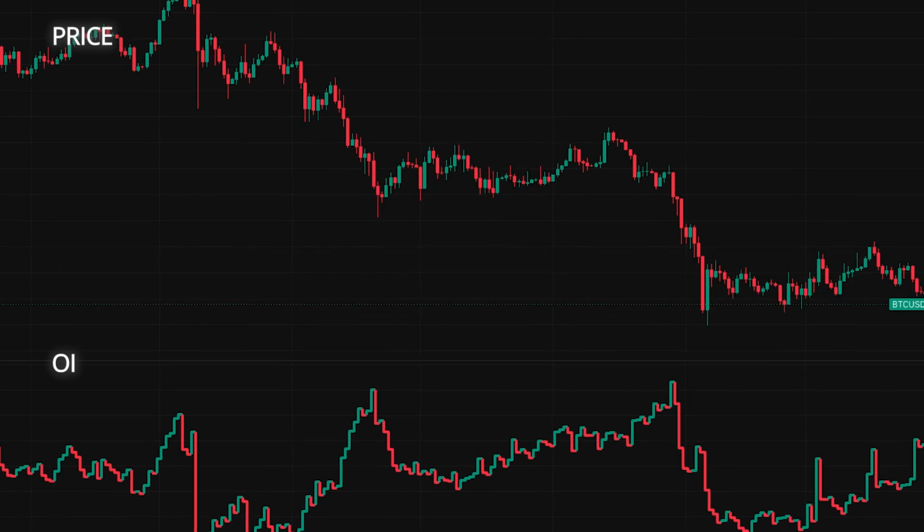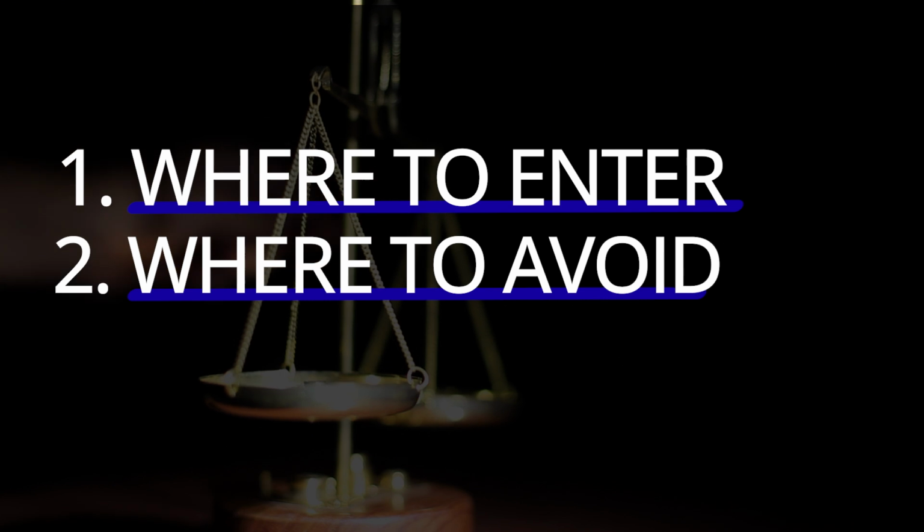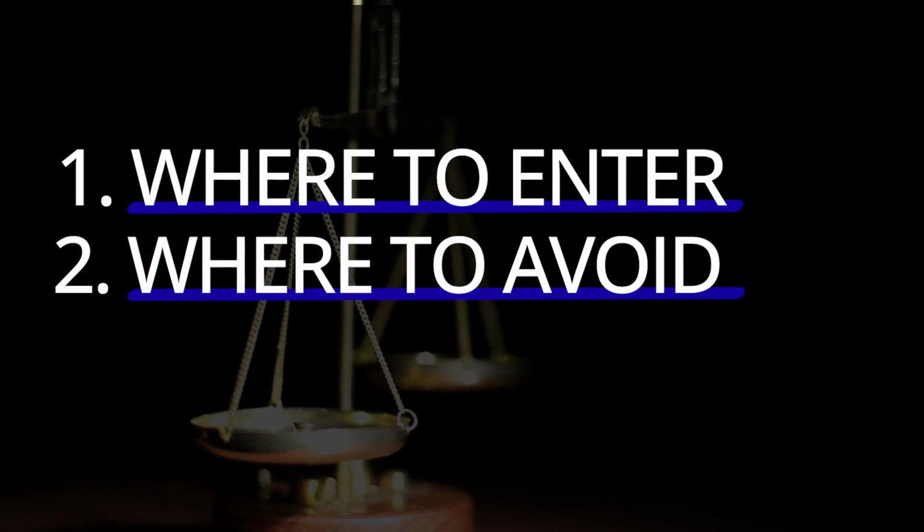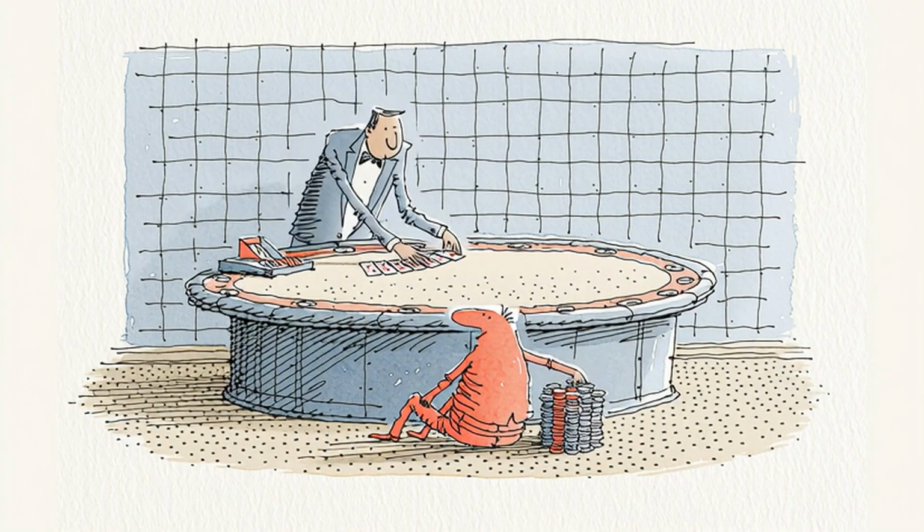By the end of this video, using just 4 combinations where you should jump in and where you absolutely need to stay away, you'll be able to tell them apart on your own. A lot of people say trading is gambling. Alright, then let's talk about what's really on the table.